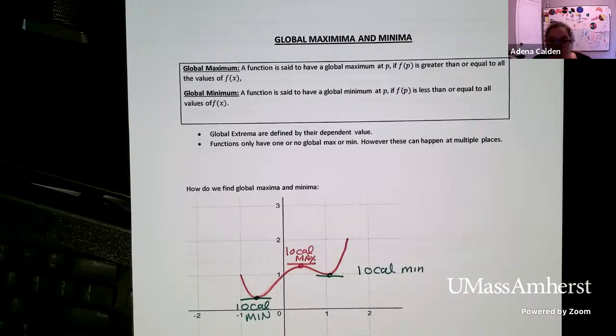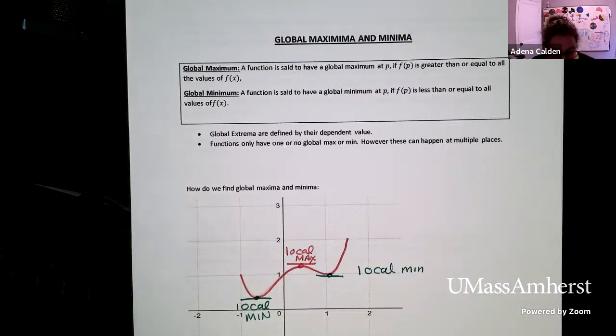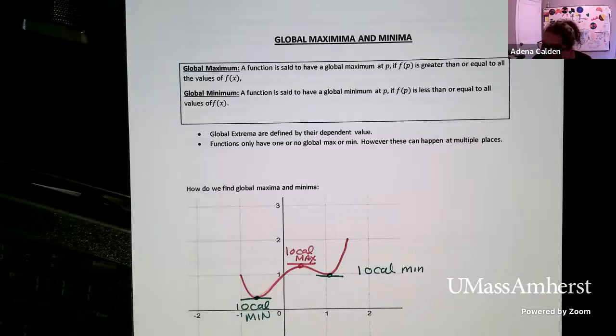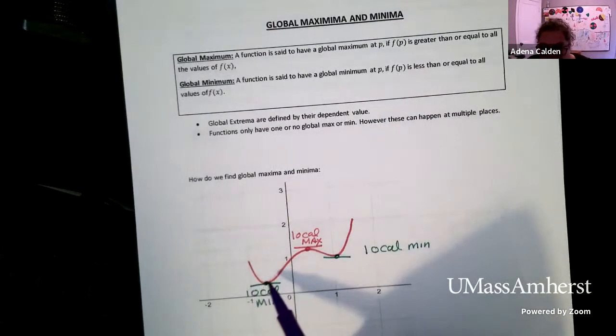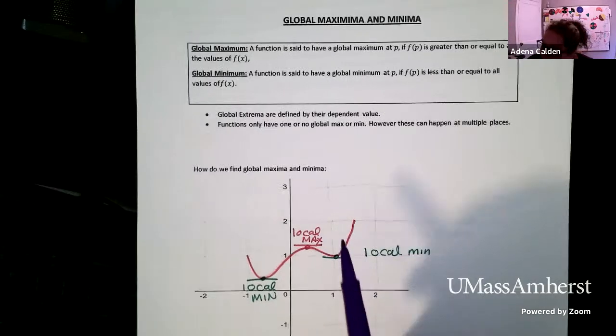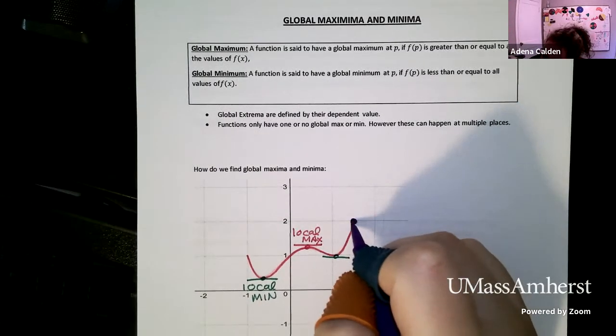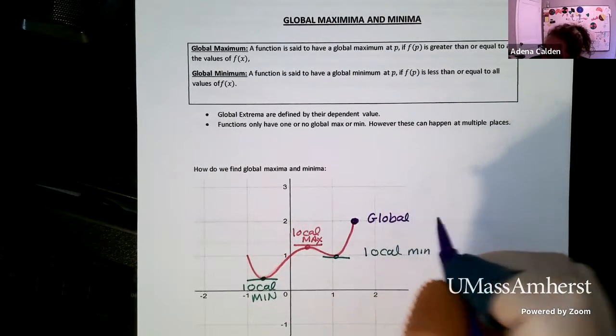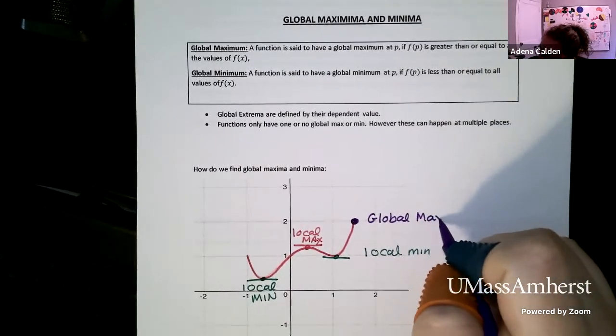So what does that mean? That means you're going to have a global max if you have a point on your function that is bigger, and when I say bigger, I mean higher on the y scale than all the other points on the graph. So if we look at the picture we have here, and we look at all the points, is there a point that's the highest? Yep, it's right here. So this is going to be our global maximum.